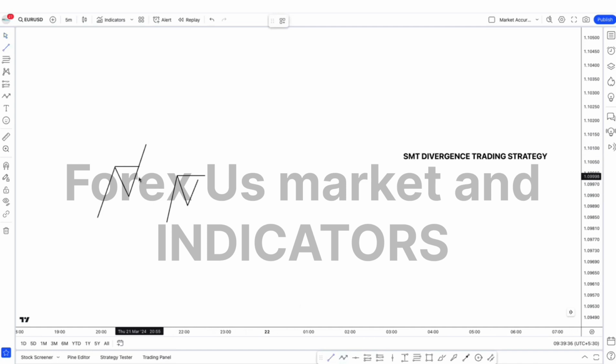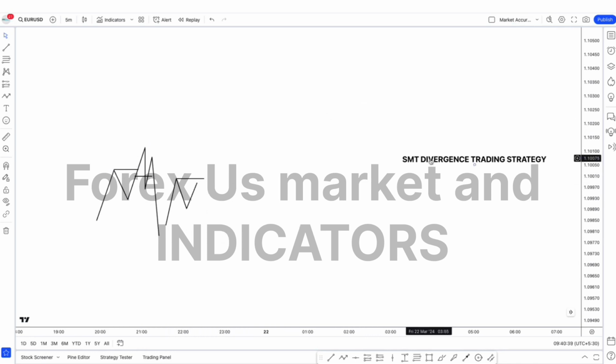So what we do now, we wait for a market structure shift, and we take our entry on a fair value gap, and kaboom. It's really that simple. But if you got the gist of it from just this explanation, then you should be good.